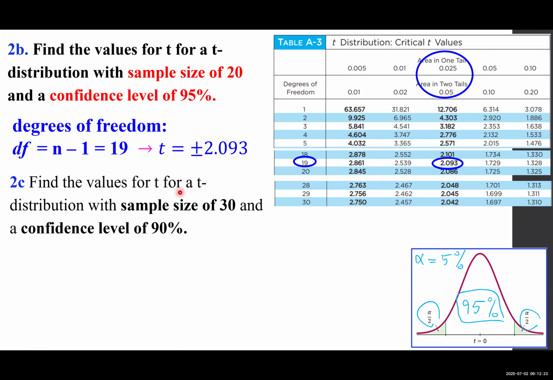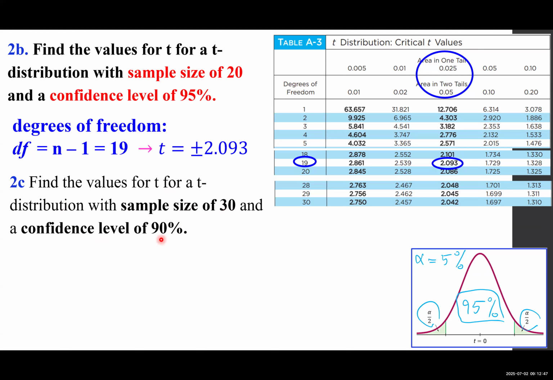Find the value of t for a t distribution with a sample size of 30 and a confidence level of 90%. You can do it by technology, and we'll discuss that, but this is how we read tables. By the way, they're given a sample size, which means degrees of freedom is n minus 1, which makes it 29, 30 minus 1. Sometimes they give us degrees of freedom.